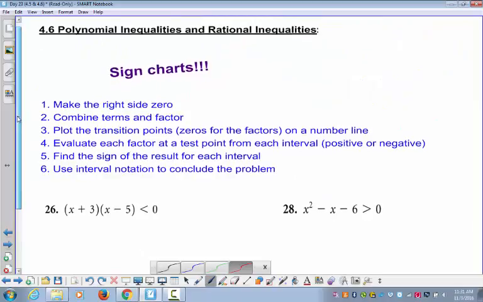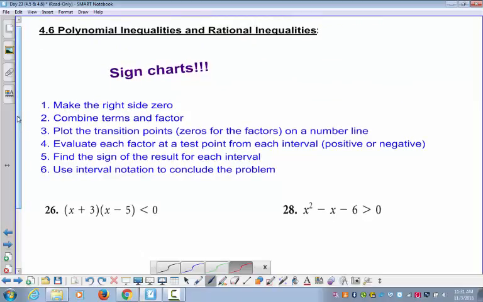Time for some sign charts. Remember sign charts? No? Oh, good. This will be nice and fresh. It'll be like the first time you've seen sign charts. It'll be so exciting.